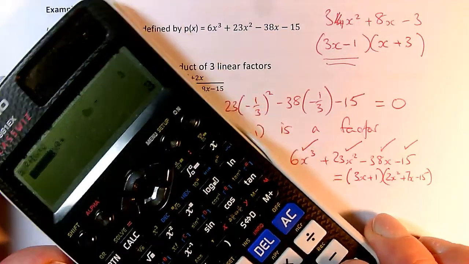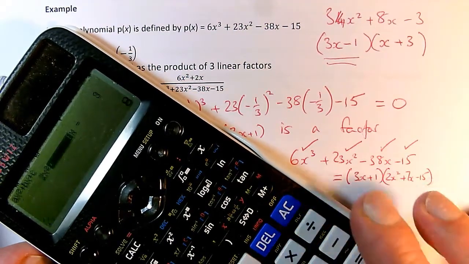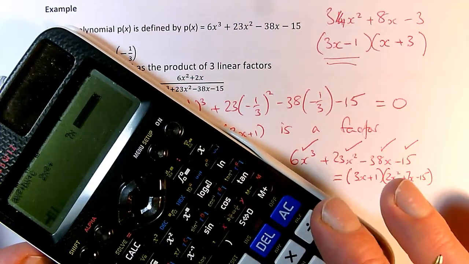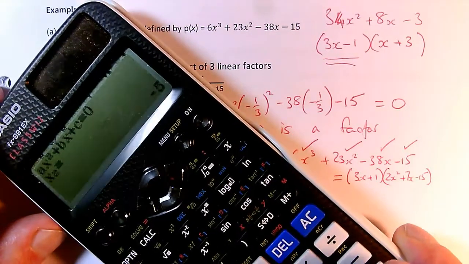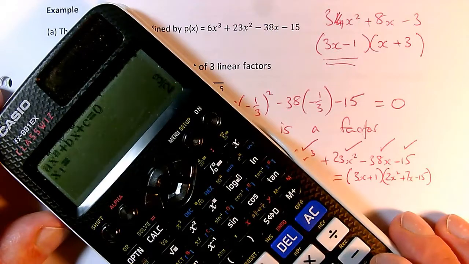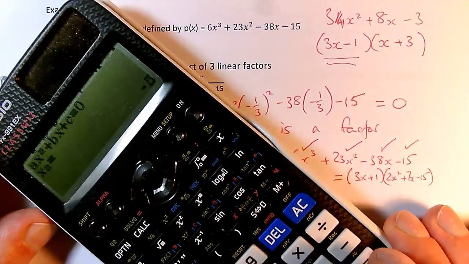Okay, I want to factorize 2x squared, so I want a 2 here, I want a 7 here, and I want minus 15 here, and the answers it gives me, okay, first x is, oh, I've gone past it. First x, it says it's 3 over 2, and the second x it tells me is minus 5.